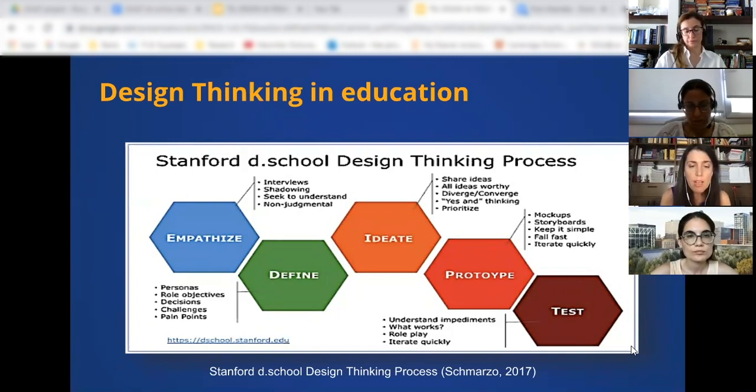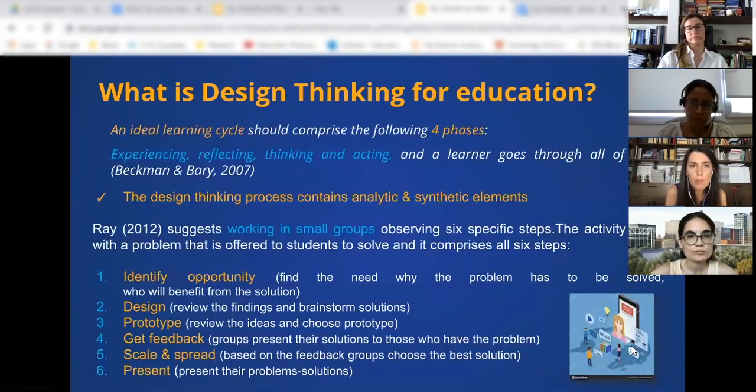steps, we can say. So what I would like to show here is, one moment, can you go to the next one? Okay. As we see here, we have more or less 5 different steps, but it is connected basically to the ideal learning cycle that should comprise the following 4 phases. So in this design thinking process, we have phases of experience, of reflection, thinking, and acting, as we see here, that already exist in the ideal learning cycle.